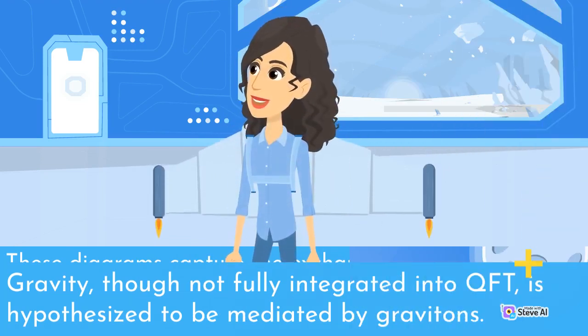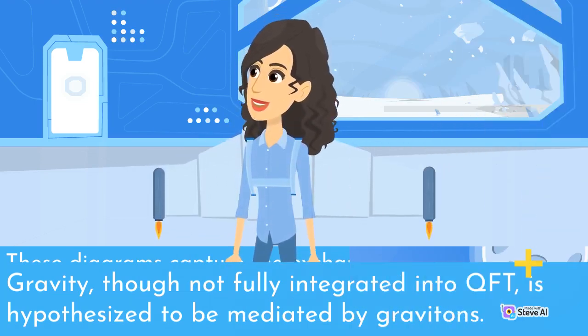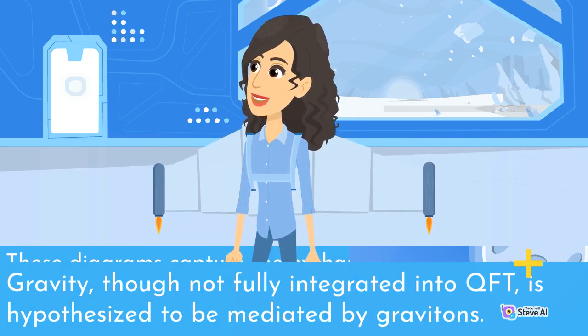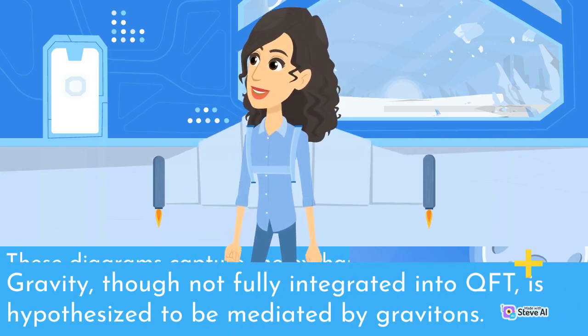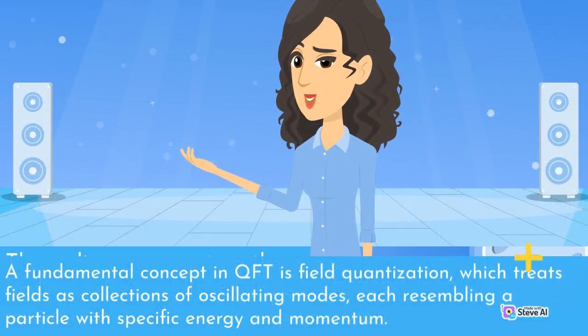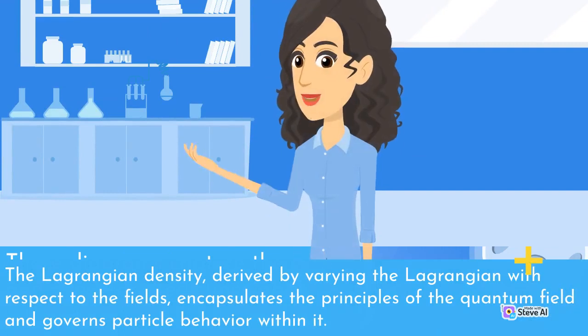Gravity, though not fully integrated into QFT, is hypothesized to be mediated by gravitons. A fundamental concept in QFT is field quantization, which treats fields as collections of oscillating modes, each resembling a particle with specific energy and momentum. The Lagrangian density, derived by varying the Lagrangian with respect to the fields, encapsulates the principles of the quantum field and governs particle behavior within it.